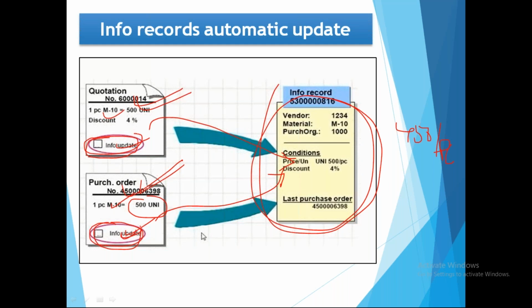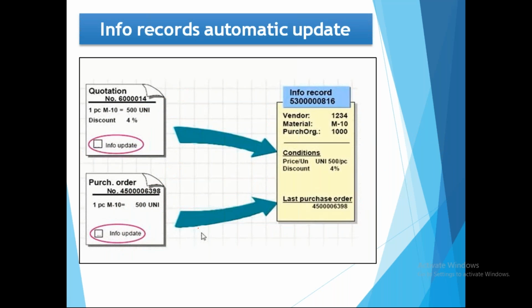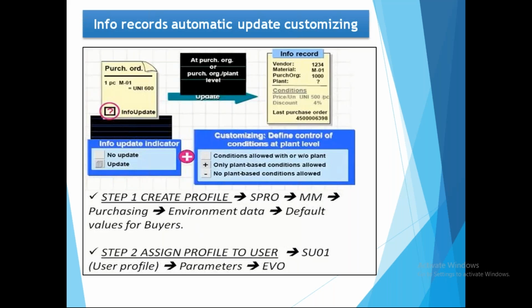So when you activate this info update, this new price will get updated into the purchase info record. That's what will happen. To do this automatic info record update, you have to do some settings in the system. Basically there is a configuration called create profile. In this profile you have to maintain the settings, and whatever profile you create, you have to assign it to the user in the user parameters.